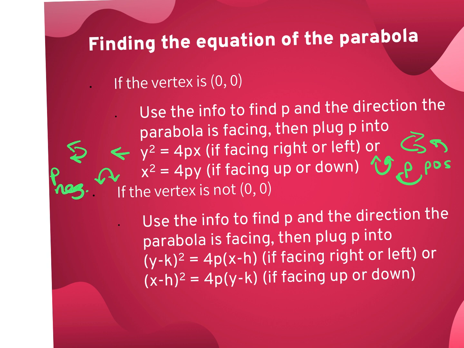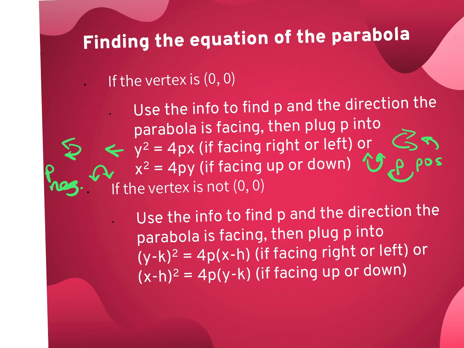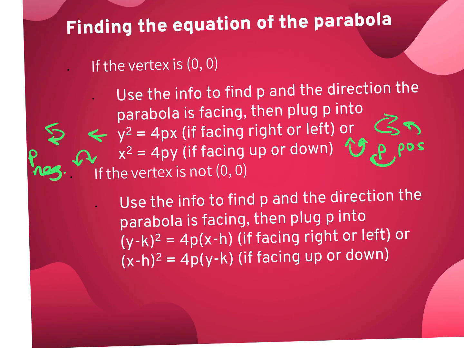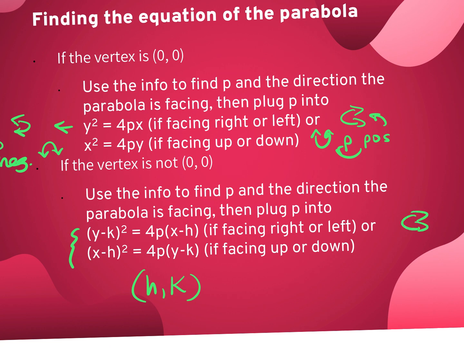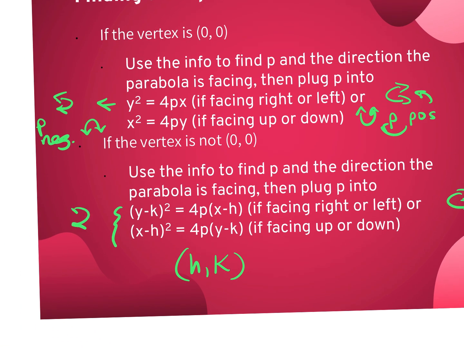Now, if the vertex is not at 0, 0, then what we're going to be using is the longer equation, because you remember your vertex is going to be at the ordered pair (h, k). Again, same thing, right or left is going to be the C and the backward C. And then up and down would be the U and the upside down U. So let's go ahead and take a look.